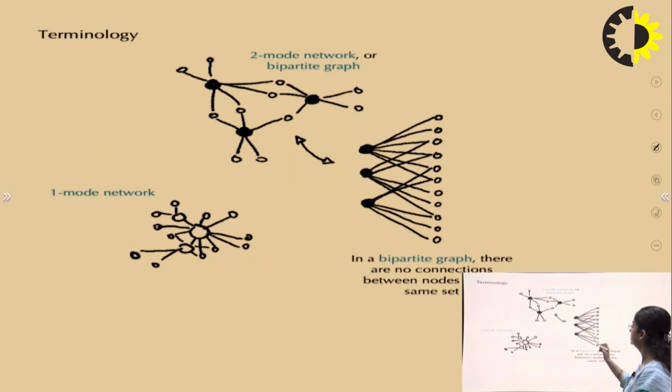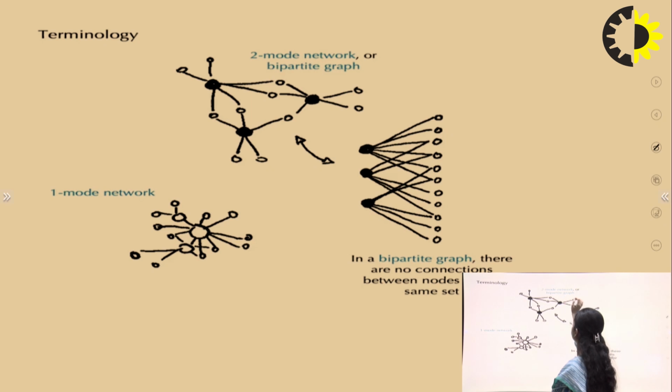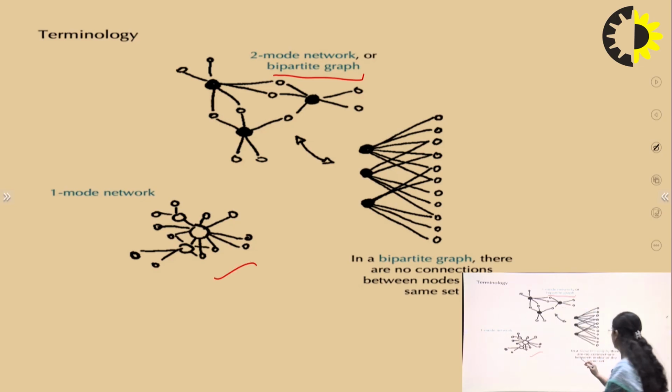Next, this is the 2-mode network or bipartite graph. This is the 1-mode network. Now, in a bipartite graph, there are no connections between nodes of the same set. Okay, in the bipartite graph, there are no connections between nodes of the same set.